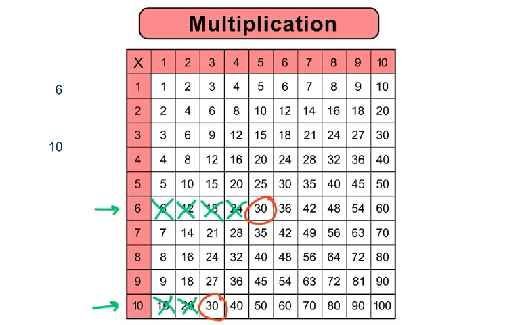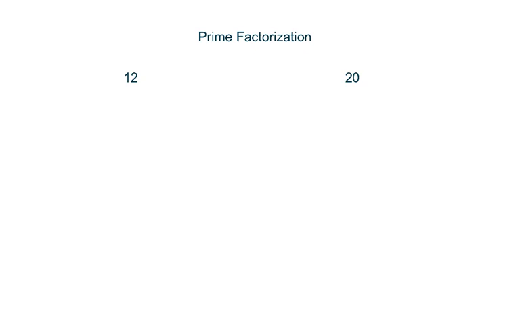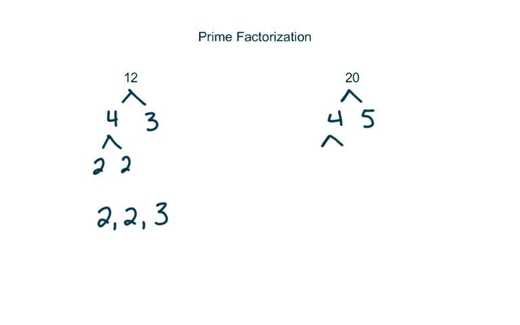The second way that we can find the least common multiple is with prime factorization. So just like we did in greatest common factor, we're going to break this down to its prime factors. So I've got 4 times 3, which breaks down to 2 times 2. So here I have 2, 2, and 3. And then 20 breaks down into 4 and 5, so 2 and 2. So its prime factorization is 2 times 2 times 5.